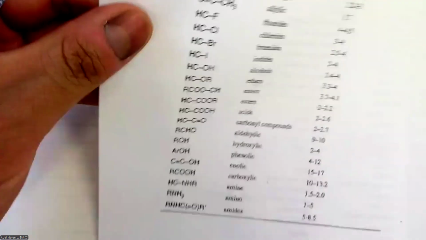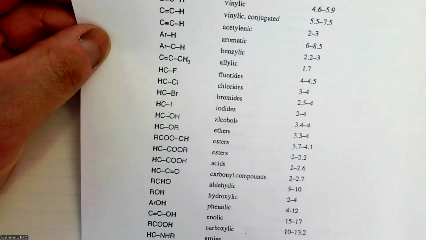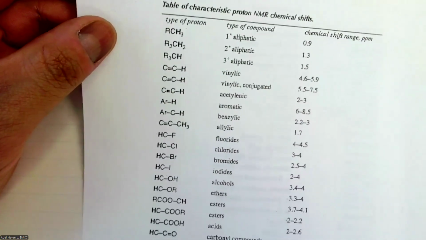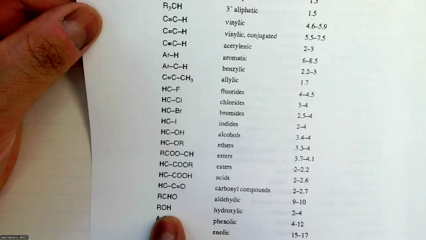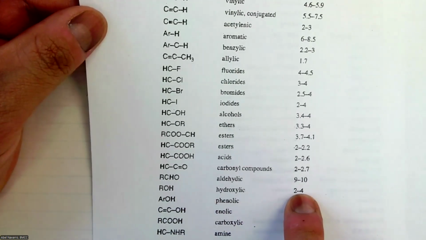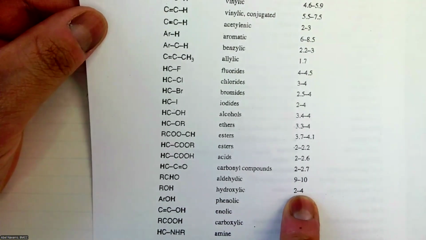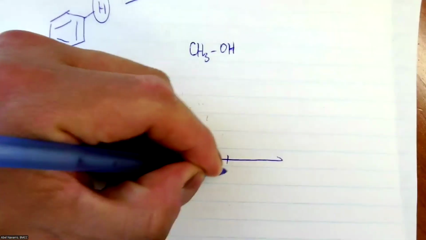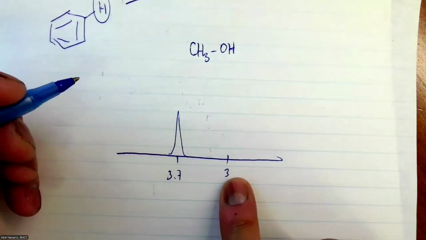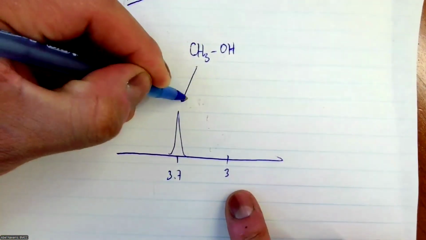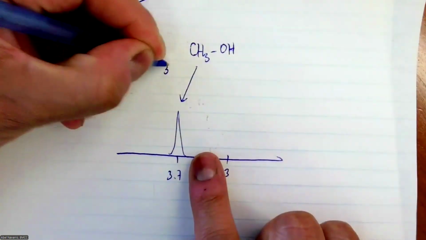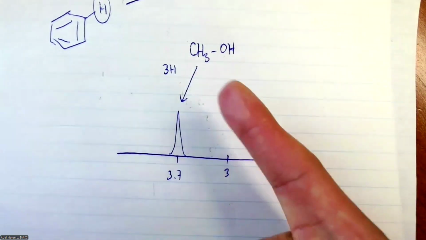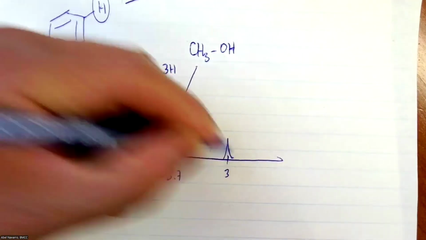What about the OH, alcohol? Alcohol OHs are here, hydroxylic, between 2 and 4. Let's put it in the middle, right? That's the H. Let's put in 3. Now, how high should it be? Okay, so remember that the peak is represented by how many? 3 hydrogens. This peak at 3 should represent only 1 hydrogen. So the area should be only 1.